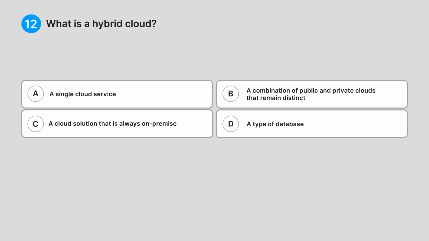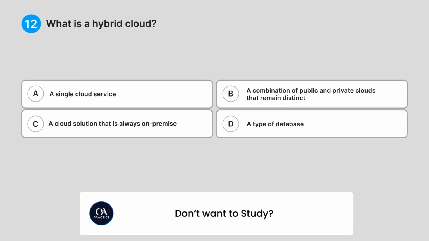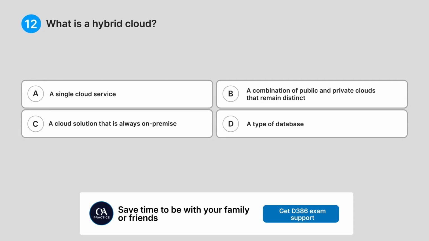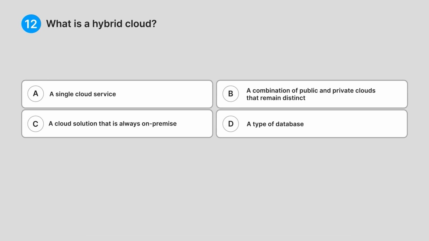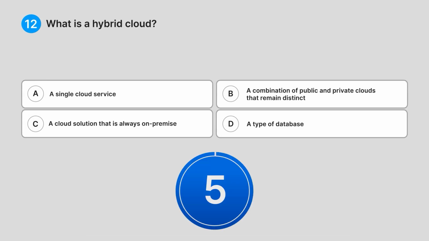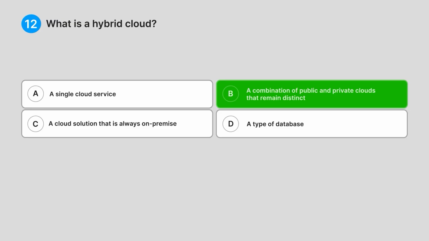12. What is a hybrid cloud? A. A single cloud service. B. A combination of public and private clouds that remain distinct. C. A cloud solution that is always on-premise. D. A type of database. Do you know the answer? Correct answer, B. A combination of public and private clouds that remain distinct.